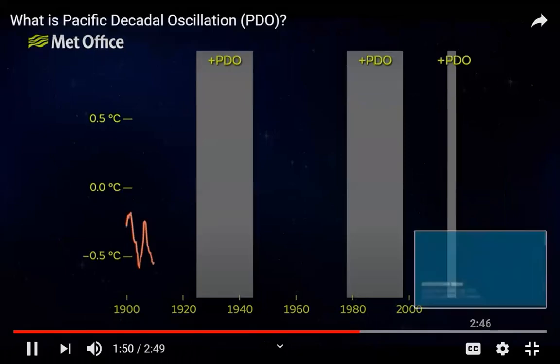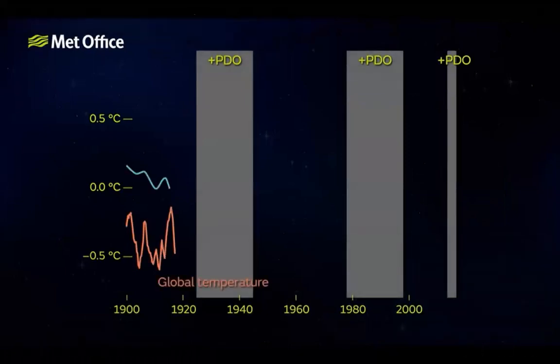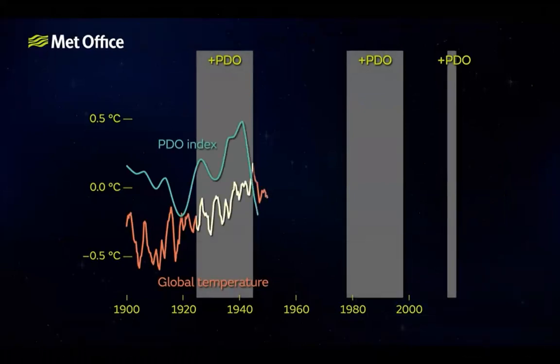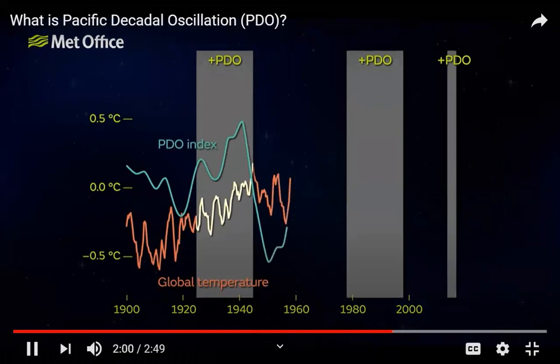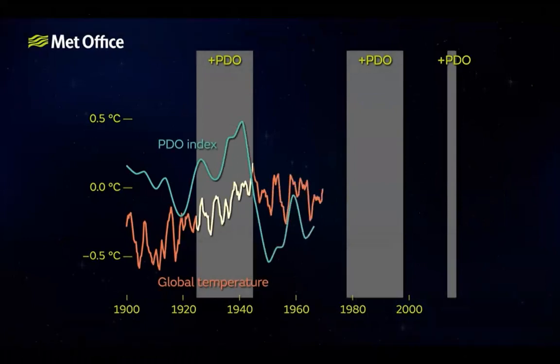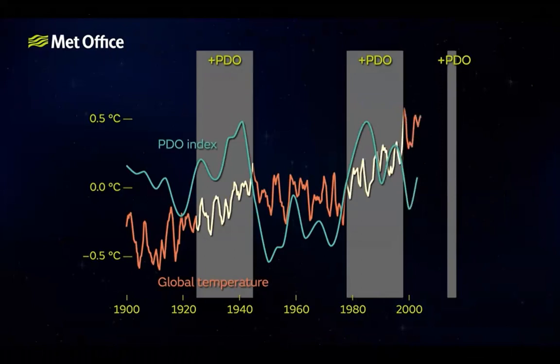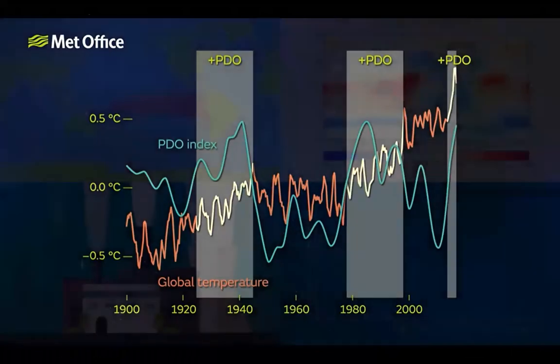Positive phases of the PDO tend to be associated with periods of more rapid global warming, while negative phases can be linked to times of slower warming. This is because cold phases tend to increase mixing of colder, deep ocean waters with warmer surface waters. And this is enough to temporarily reduce the rate of global warming caused by increased greenhouse gas emissions. Warm phases have the opposite effect.